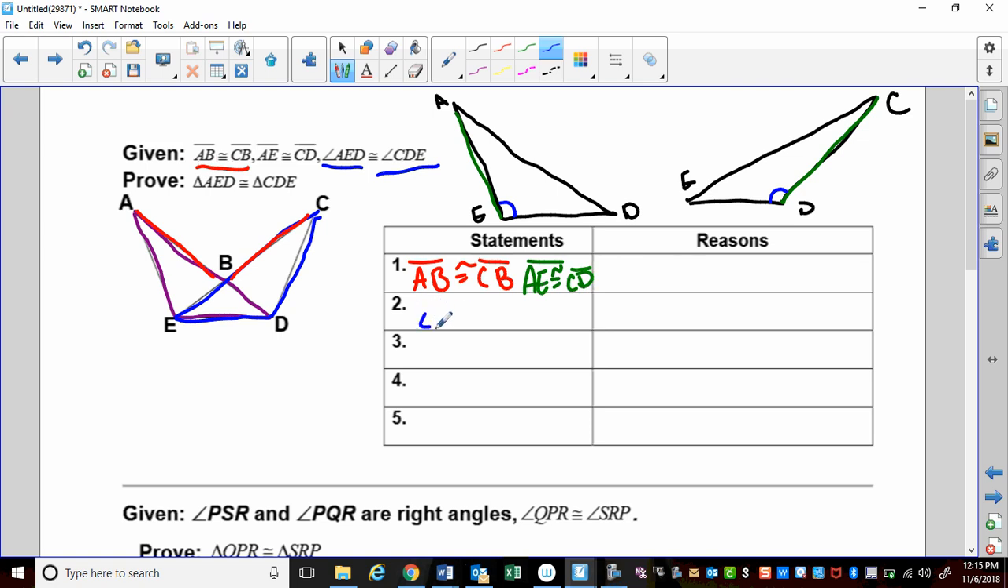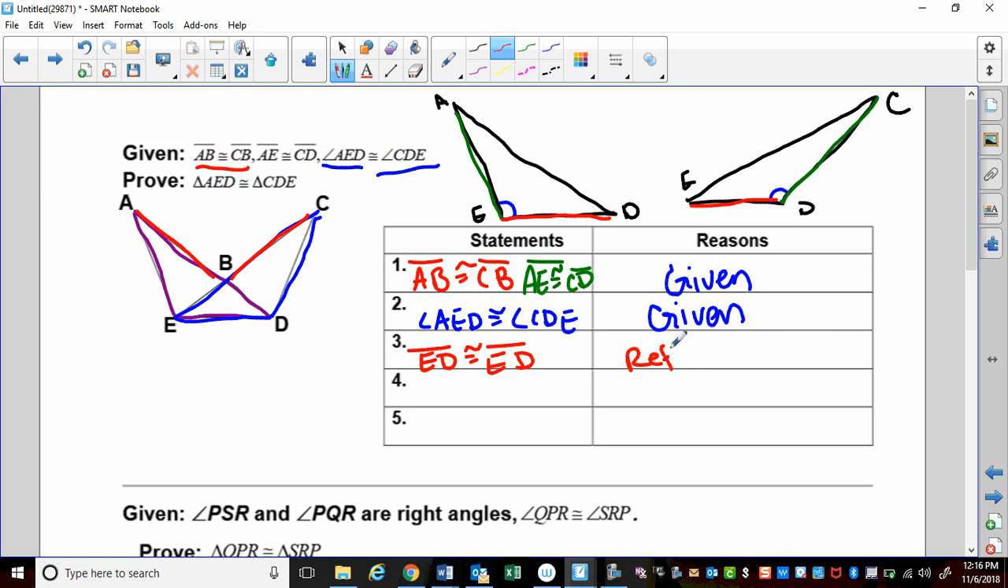I'll write it down here. Angle AED is congruent to angle CDE, right? This is all given. This is information that is given to me. Now, these triangles are overlapping on a common side. Their common side is right here, and it is ED is congruent to ED. Remember, when we say anything is congruent to itself, this is always going to be the reflexive property.